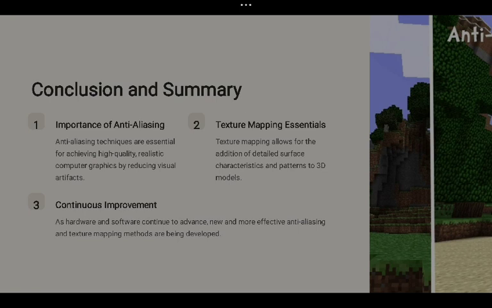Conclusion and summary. Importance of anti-aliasing. So what is the importance of anti-aliasing? As seen, anti-aliasing techniques are essential for achieving high quality realistic computer graphics by reducing visual artifacts. Texture mapping essentials. Texture mapping allows for the addition of detailed surface characteristics and patterns to 3D models. Continuous improvement. As hardware and software continue to advance, new and more effective anti-aliasing and texture mapping methods are being developed.